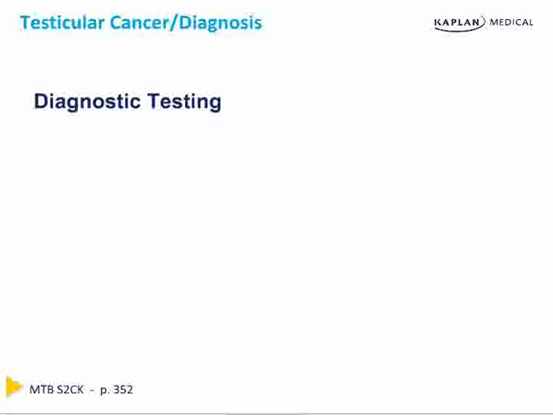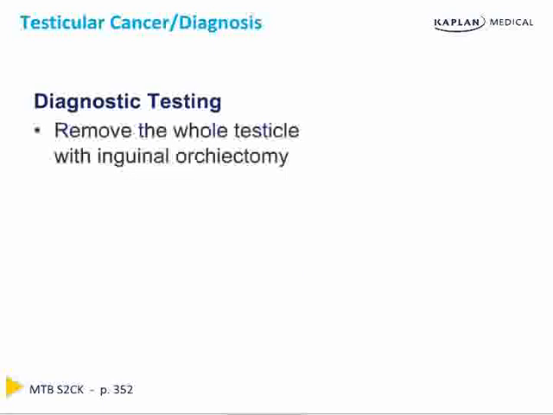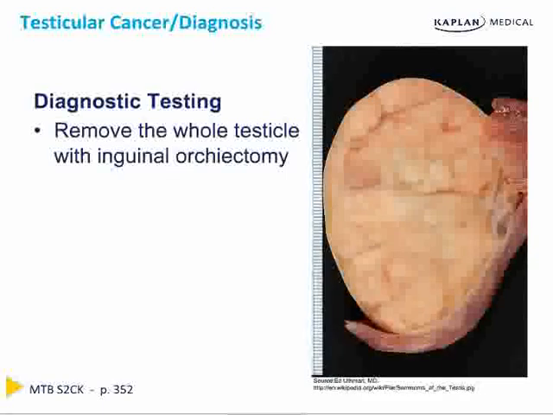So the difference between testicular cancer and other cancers is you don't want to do a biopsy of a testicular mass. Anytime you see a solid mass on ultrasound or it doesn't illuminate light on transillumination, what you want to do is to remove the whole testicle in question. The approach to this is called an inguinal orchiectomy.